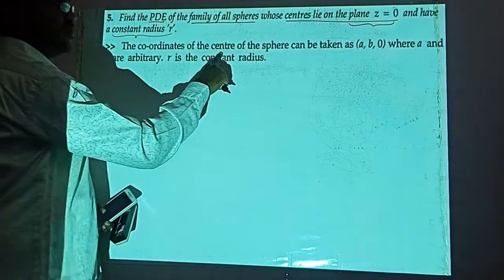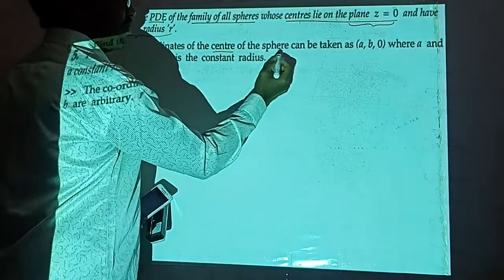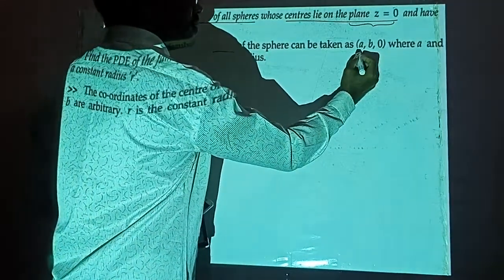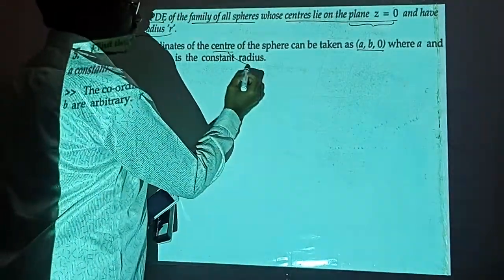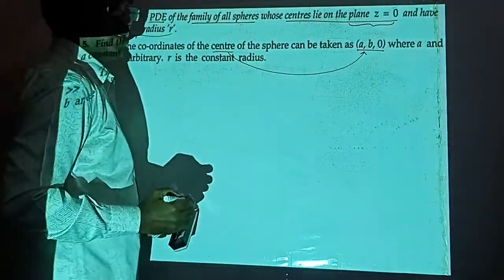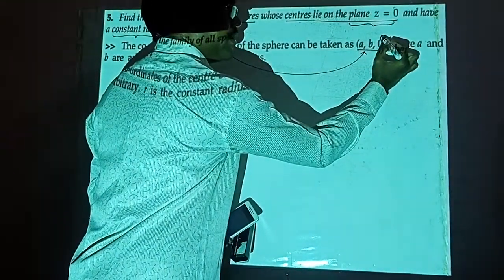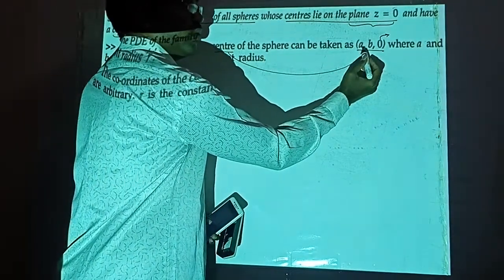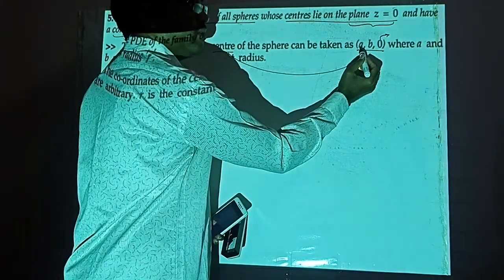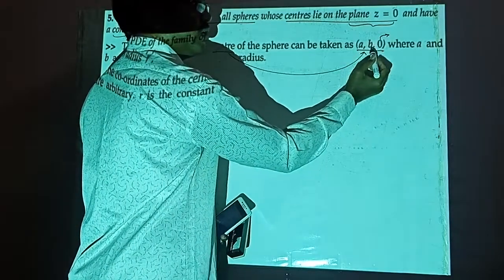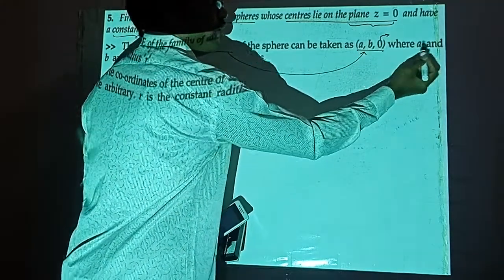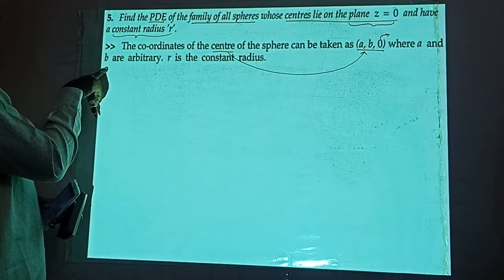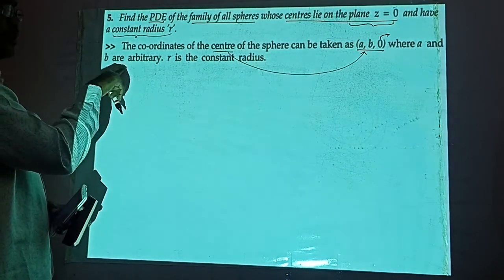The coordinates of the center of the sphere can be taken as (a, b, 0), because the z-coordinate is 0. Only a and b remain. a is the x coordinate and b is the y coordinate, where a and b are arbitrary constants.